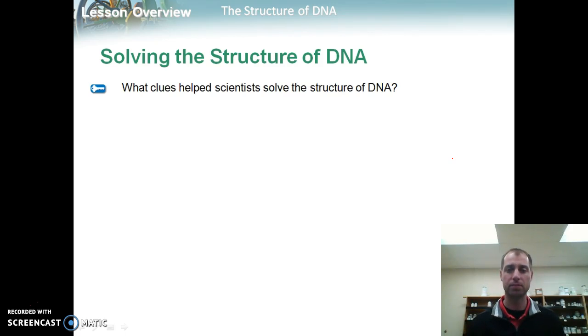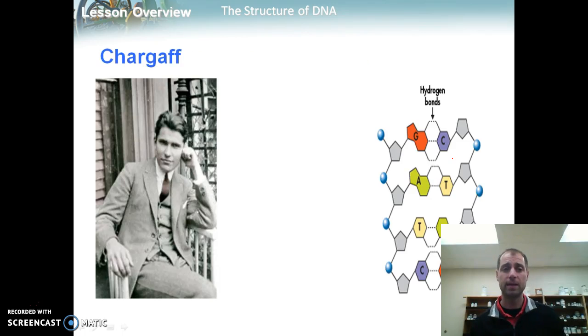All right, so how did we figure all of this out? And actually, the story is pretty interesting. I'm going to just kind of hit on some highlights, but this was a structure that we knew existed, but we didn't know what it looked like for a long, long time, and it was kind of a race to see who could figure out the structure of DNA first. Somebody very important in figuring all of this out was a man by the name of Chargaff, and he created what we call Chargaff's rules.